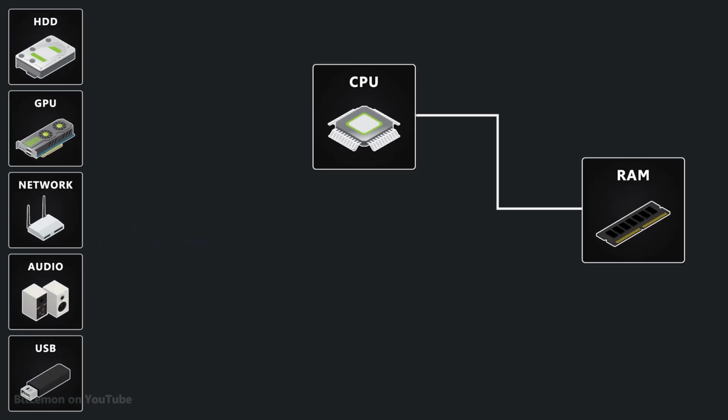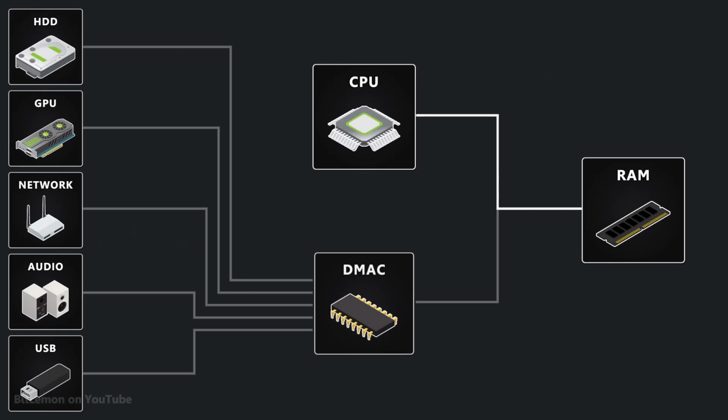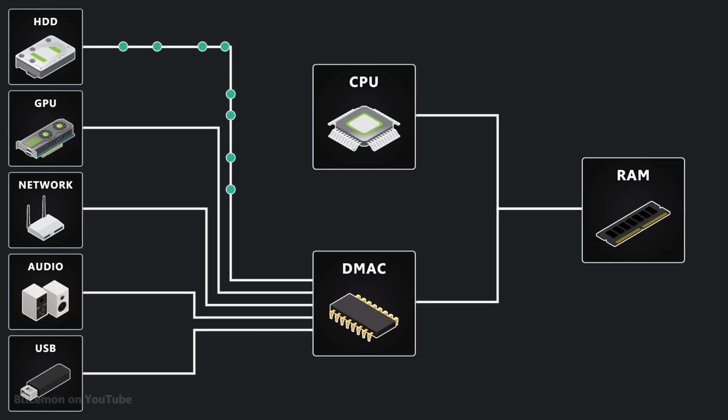To solve this problem, computers include a specialized processor called a direct memory access controller, which handles data transfers for peripheral devices independently of the CPU. This allows the CPU to focus on executing program instructions without being constantly interrupted by data transfer requests.